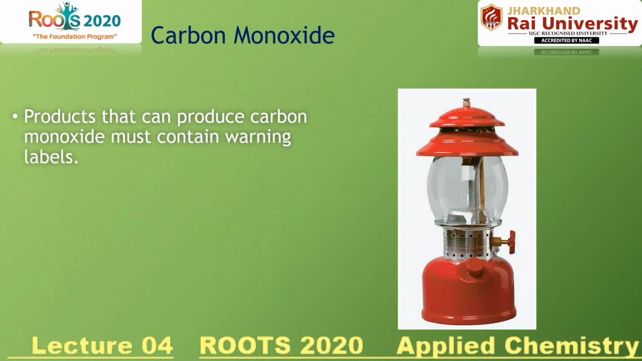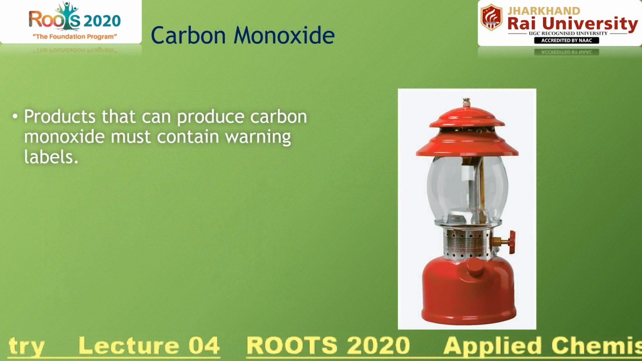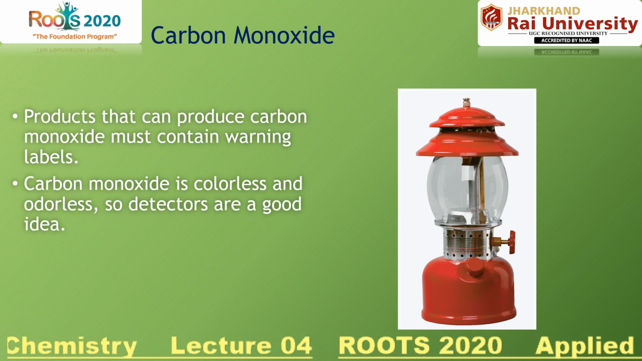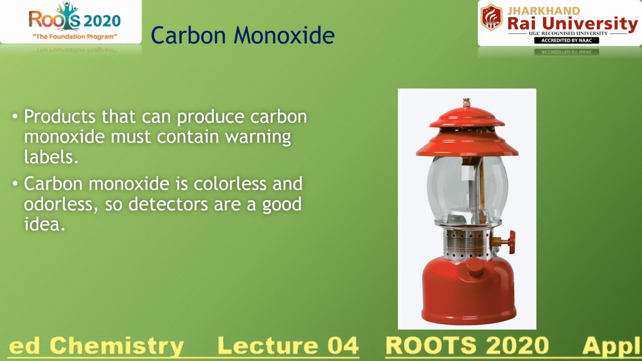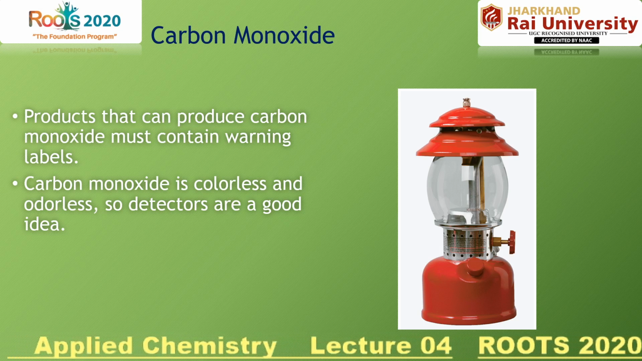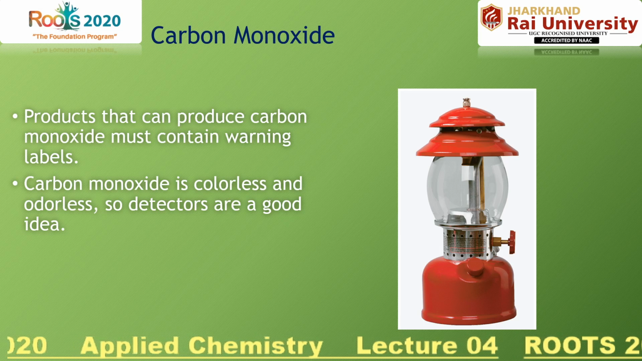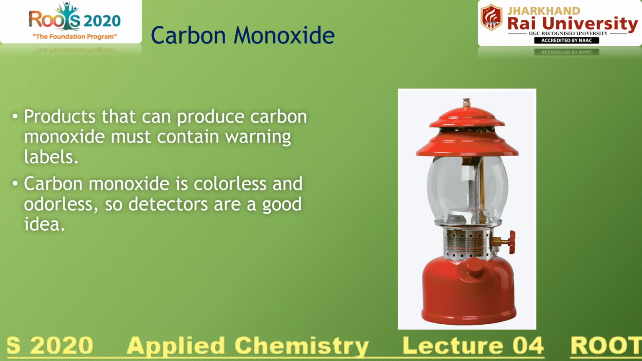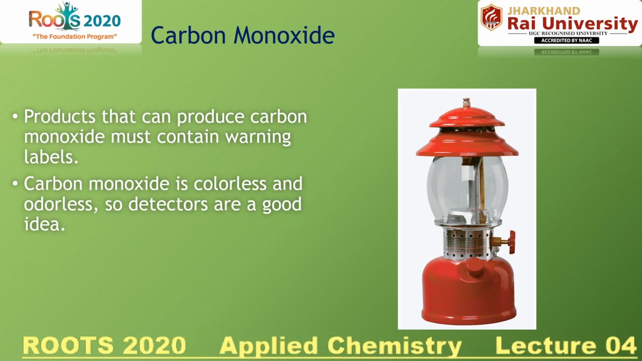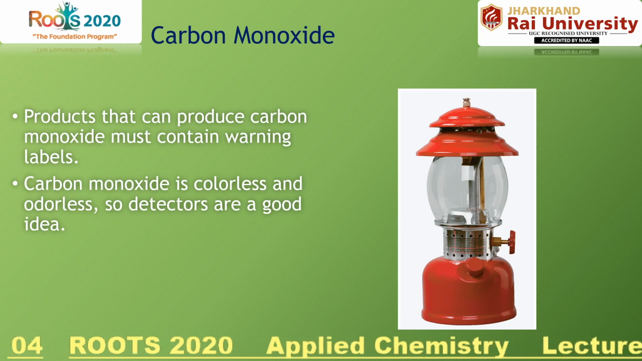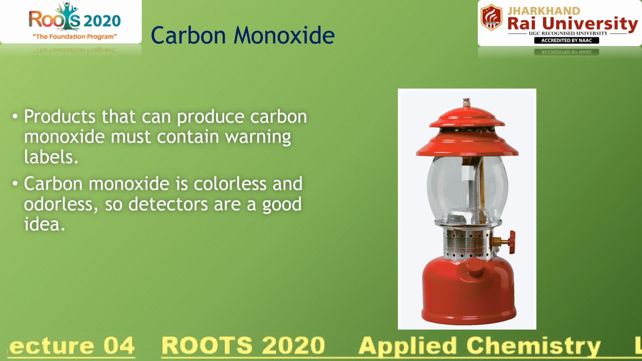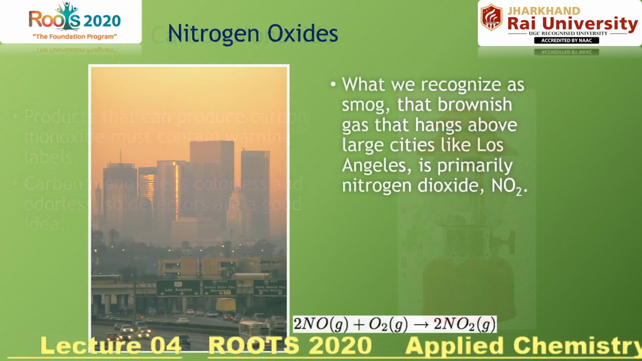Another source can produce carbon monoxide, so there must be some warning level. Carbon monoxide is colorless and odorless, so we cannot smell it and we cannot see it. So it is a very good idea to have a warning system. In coal mines also, some equipment is used as a carbon monoxide level indicator.